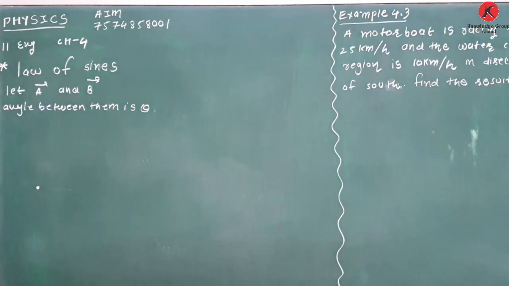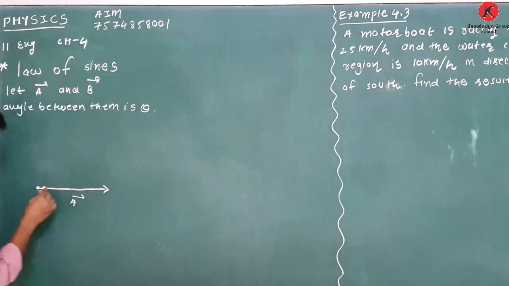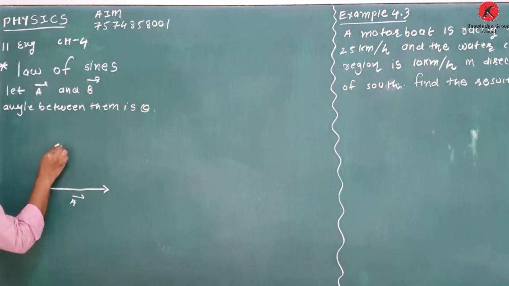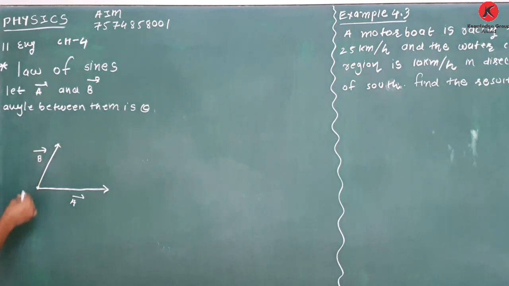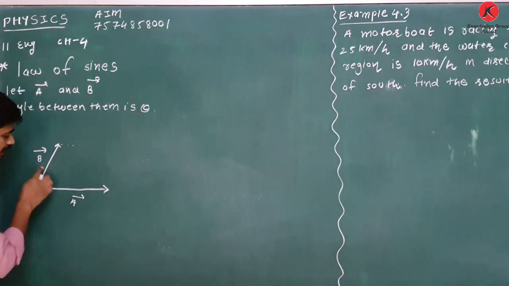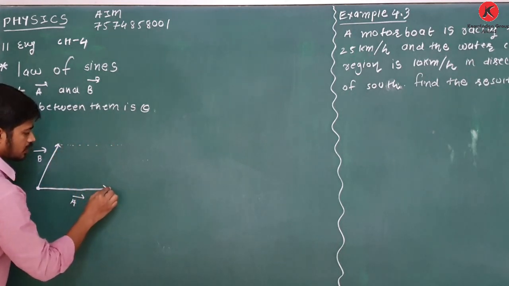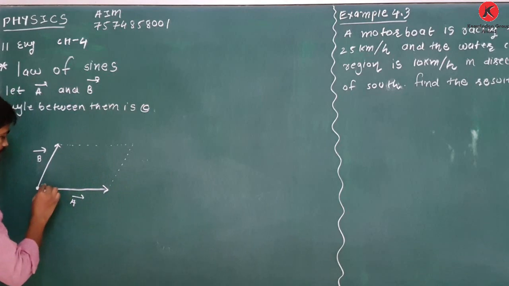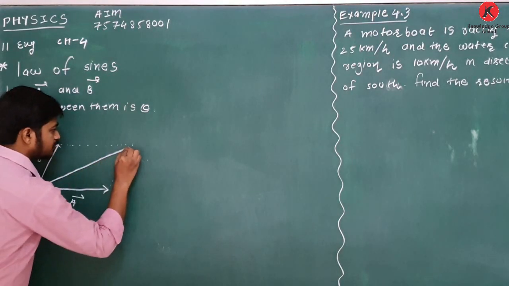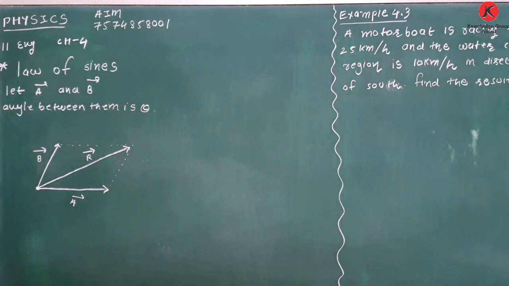Let this be one point. It is vector A. From the same common point, let this be vector B. Do you know the law of parallelogram? Yes, you know. If we draw these two vectors from the same common point, then by taking these two vectors as adjacent sides and completing the parallelogram, the diagonal passing through the same common point gives the resultant. Yes or no?